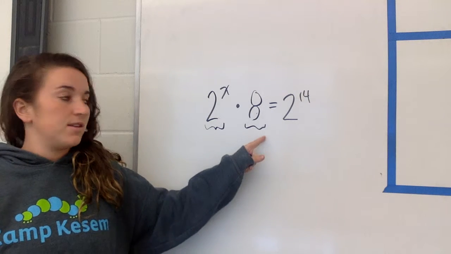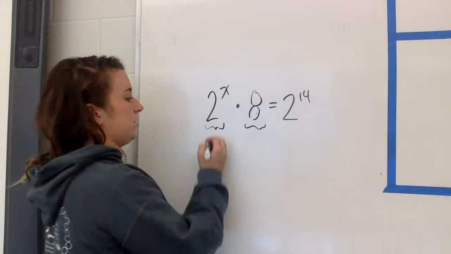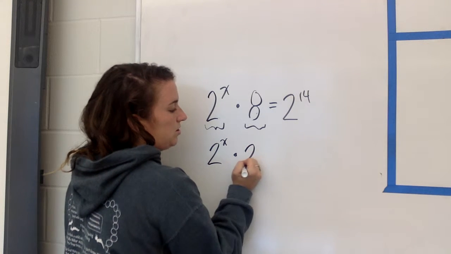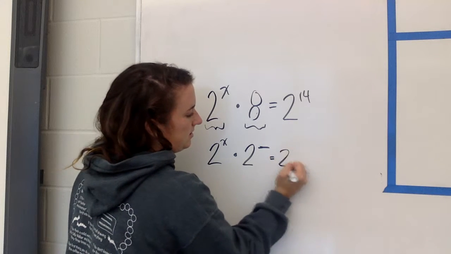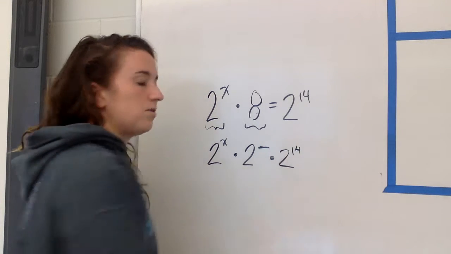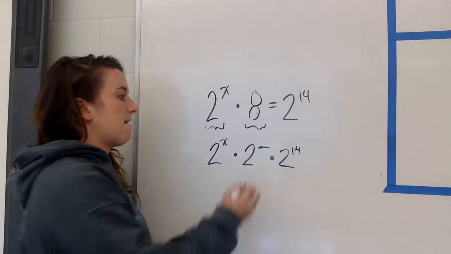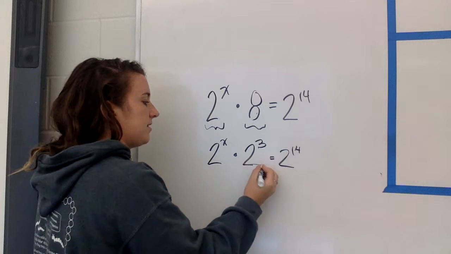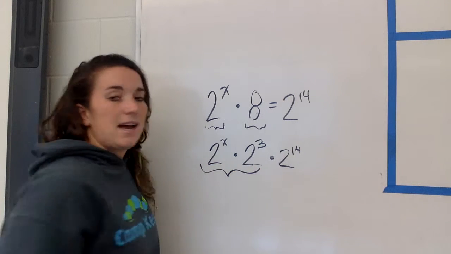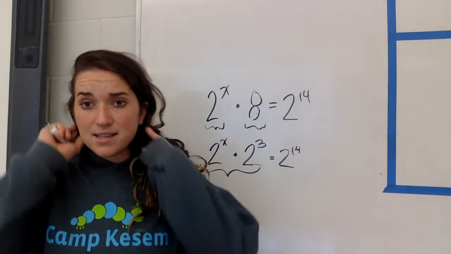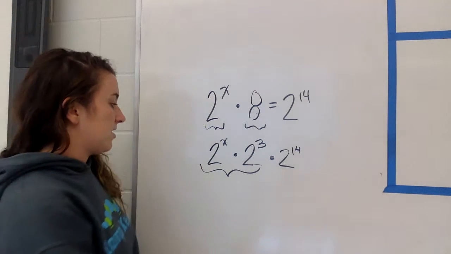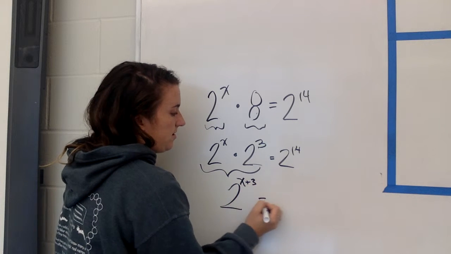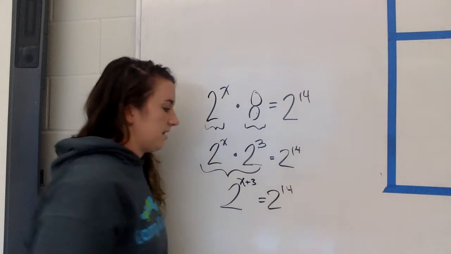So I need to convert this term to have a base of 2. So I have 2 to the x power times 2 to some power to get me 8. 2 to what power equals 8? 2 to the third power. So now when I'm multiplying exponents, I know I can combine them by keeping the same base and adding the exponents. So I'll have 2 to the x plus third power equals 2 to the 14th.